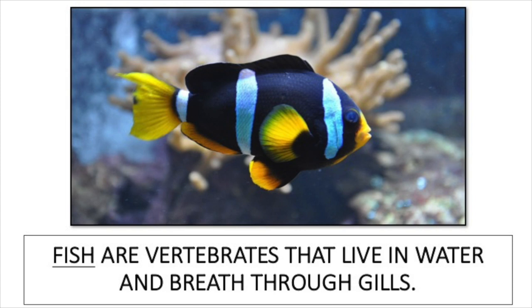Does anybody know what type of fish this is? No. What can you see on the fish? Can you see stripes? What do we call the animal with stripes in the zoo? Tiger. This is a tiger fish. Because it has stripes, they call it the tiger fish. But it could be the zebra fish.